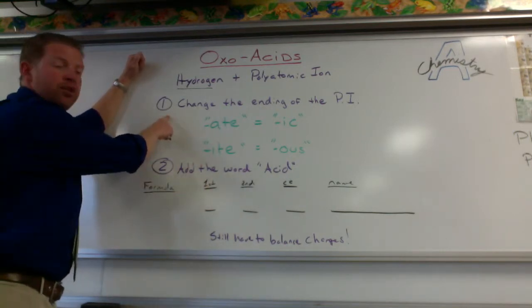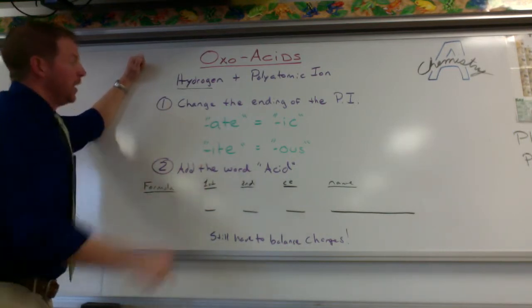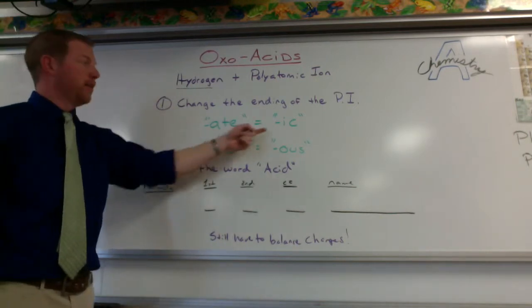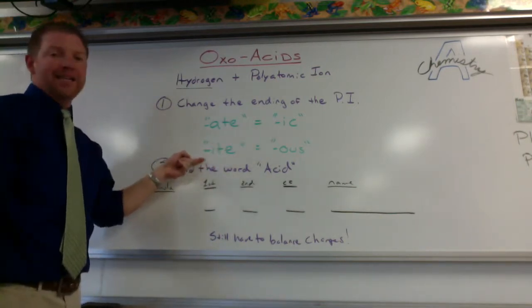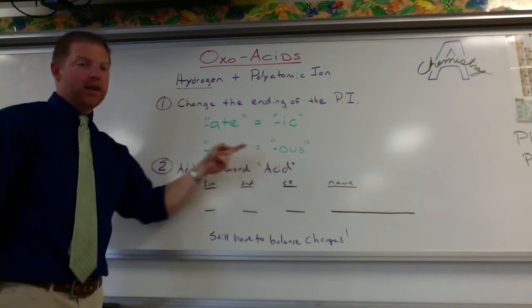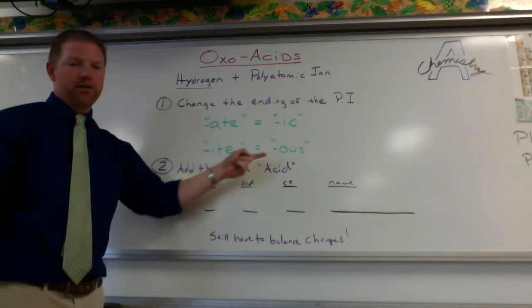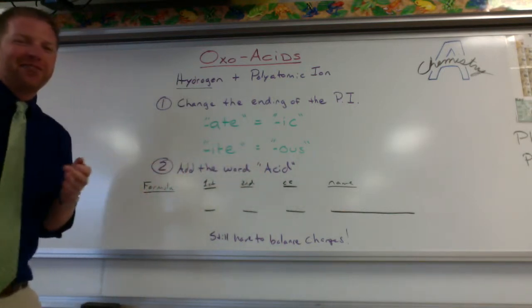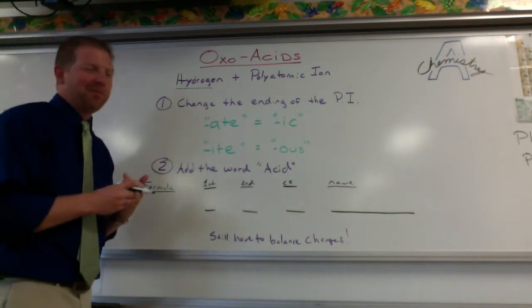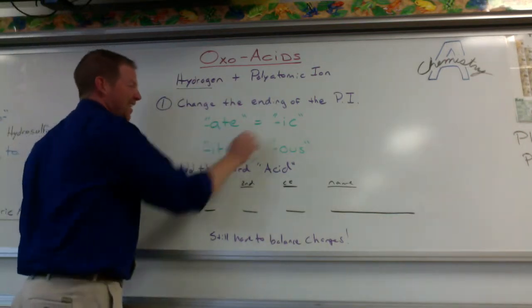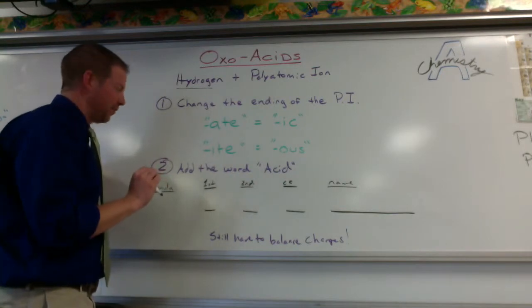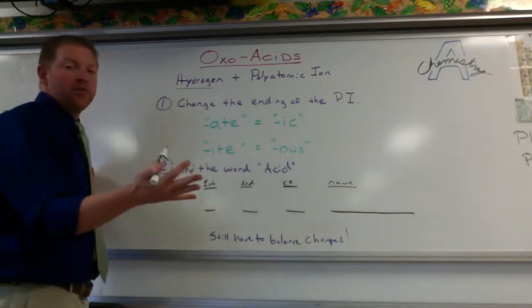All I do is change the ending of my polyatomic ion. If it ends in ate, it now ends in ic. If it ended in ite, it now ends in ous. Okay, ate, ic, ite, ous. If somebody walked in right now, they might think that I'm choking on a bone or something. But ate, ic, ite, ous. That's how that works. Step 2, you just add the word acid at the end.